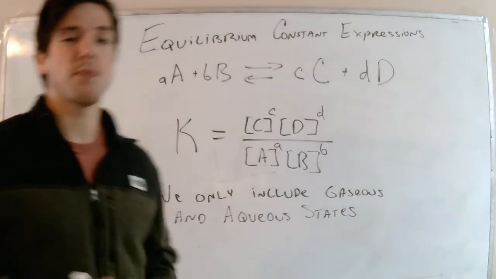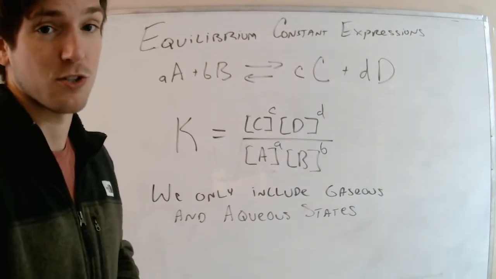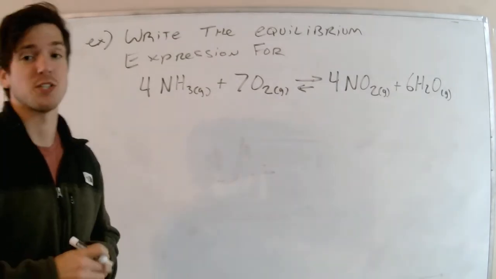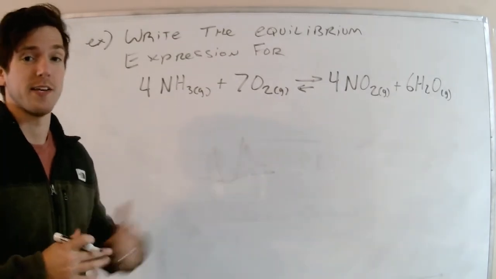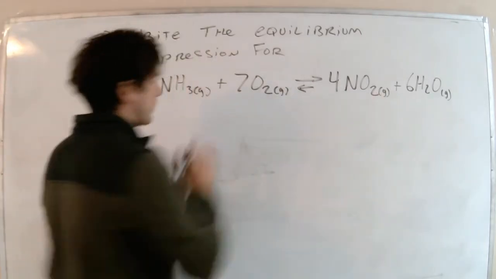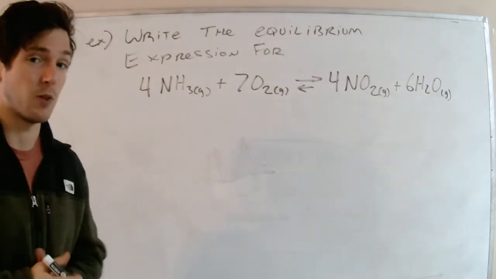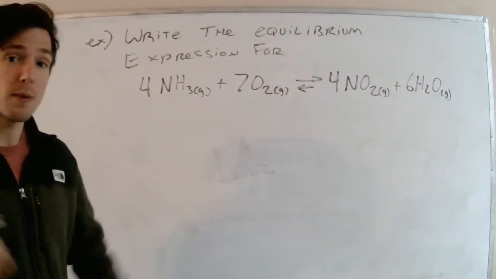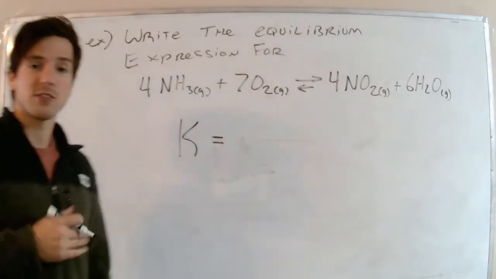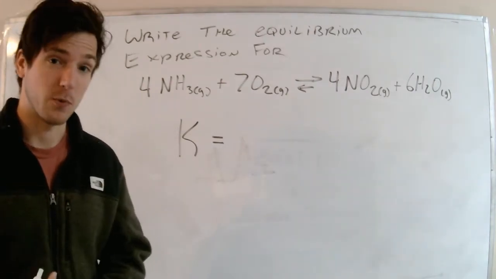So let's do a couple of examples here where we're going to be making our equilibrium constant expressions. All right, so I want you to write the equilibrium expression for this reaction right here. So again, this is equilibrium, so we're going to be including products and reactants. If I was doing kinetics, I'd just care about the reactants. But again, equilibrium includes both. So remember, our equilibrium expression is K equals products over reactants. And remember, we only include states that are in the gaseous or aqueous state.